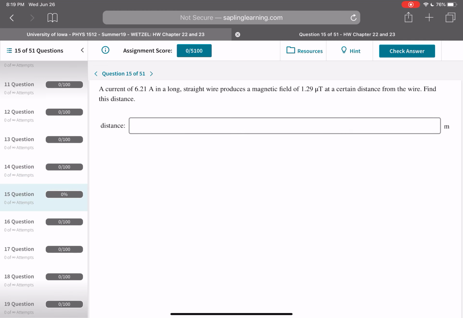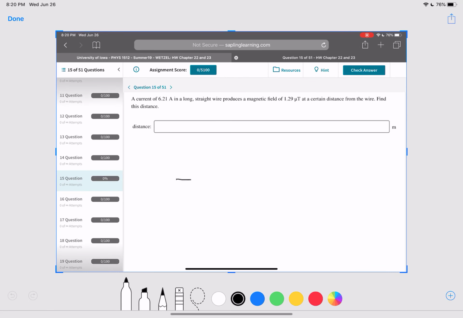15. Current in a long straight wire produces a magnetic field of 1.29 microtesla at a certain distance from the wire. Find this distance. So this is just mu naught I over 2 pi r, or whatever the equation is for a current carrying wire. So you've got a wire. You've got 6.21 amps flowing in it.